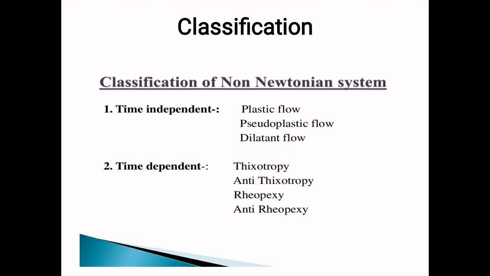Now classification of non-Newtonian systems. The first one is time independent and the second one is time dependent. What is time independent? Like plastic flow, pseudoplastic flow, dilatant flow. And time dependent is mainly thixotropy, antithixotropy, rheopexy and antirheopexy. We will discuss plastic flow, pseudoplastic flow, dilatant flow. In the same way, we will also discuss all these different terms which come under time dependent factors.